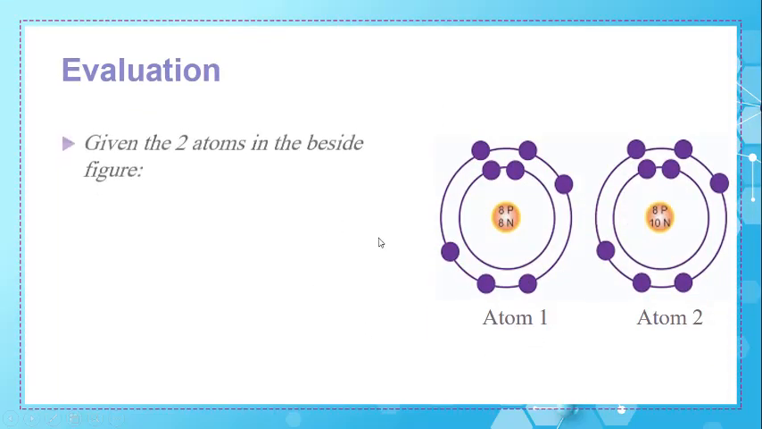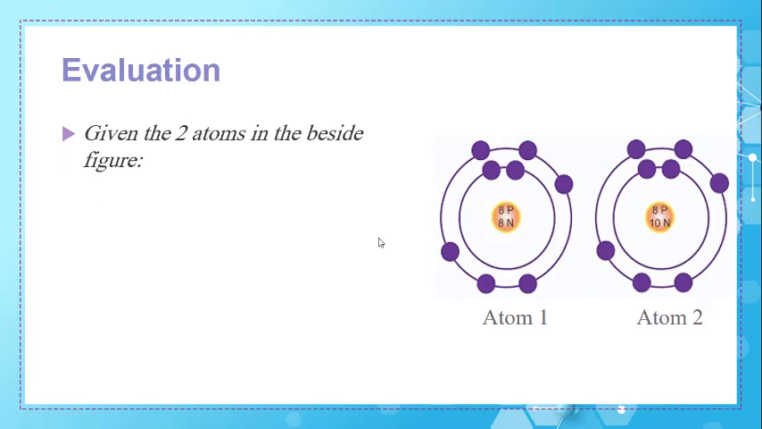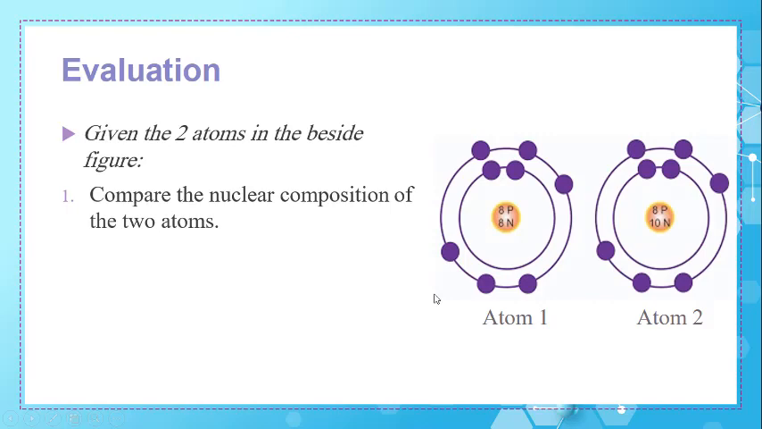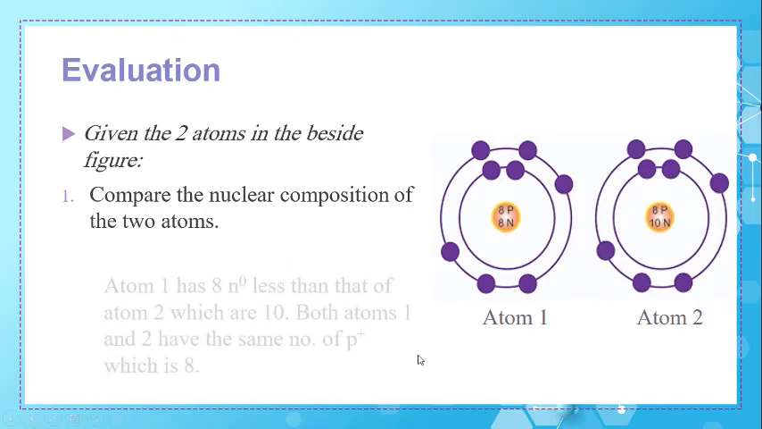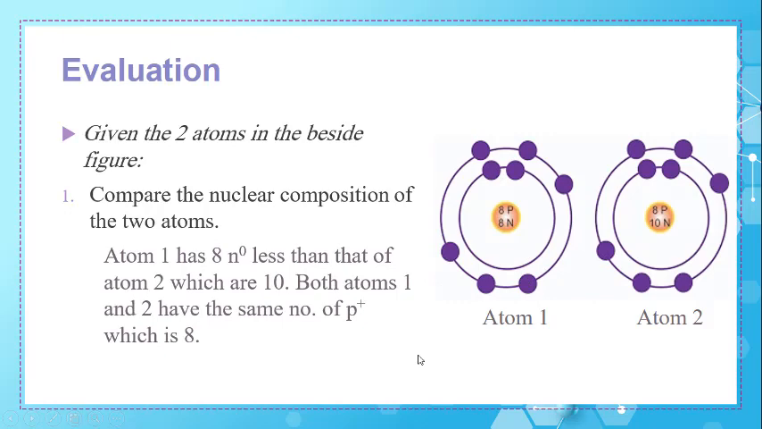Now, given the two atoms in the beside figure, compare the nuclear composition of the two atoms, a comparison between the number of protons and number of neutrons of the two isotopes. Atom 1 has 8 neutrons, less than atom 2, which has 10. Both atoms 1 and 2 have the same number of protons, which is 8.